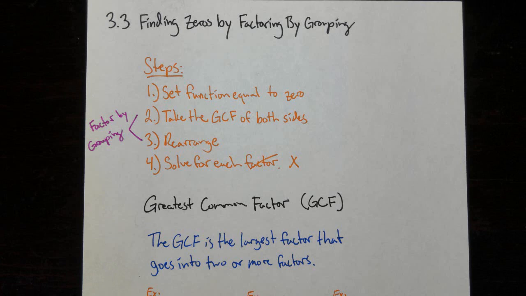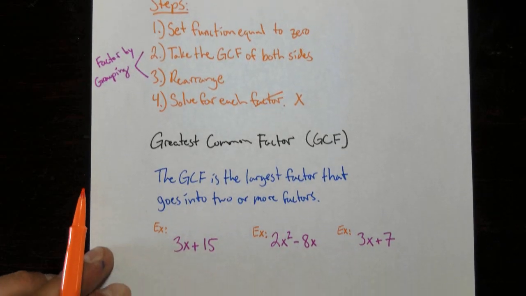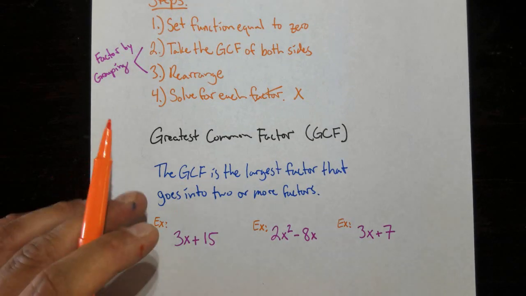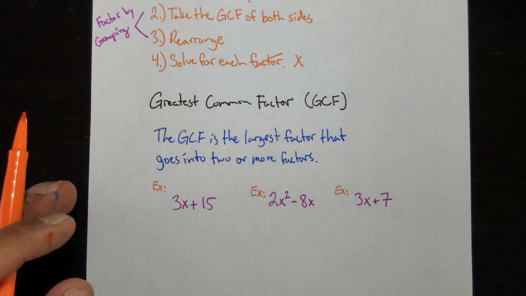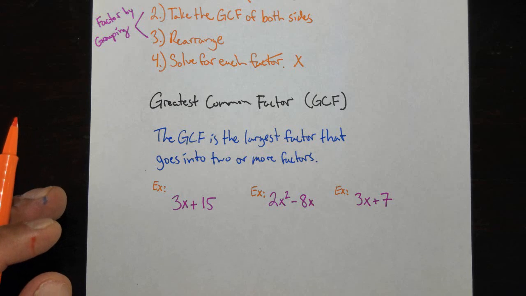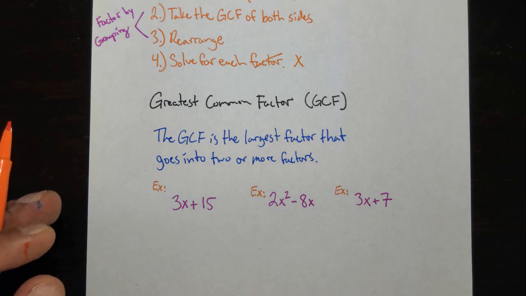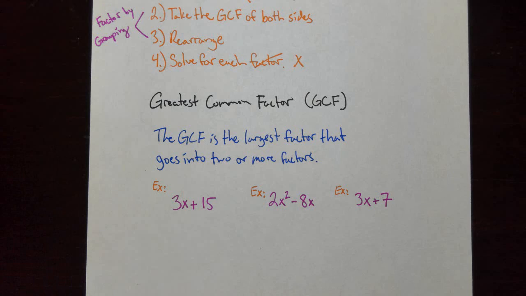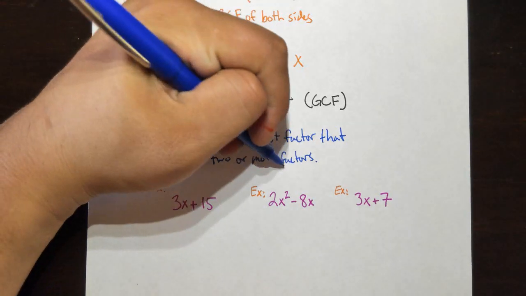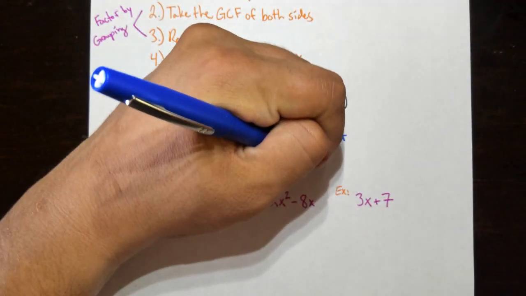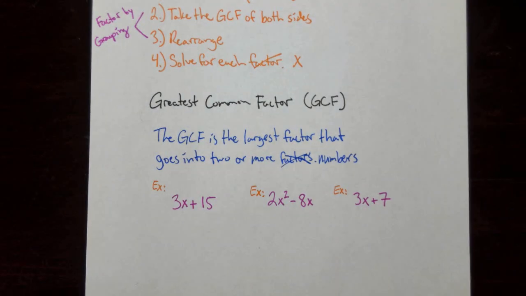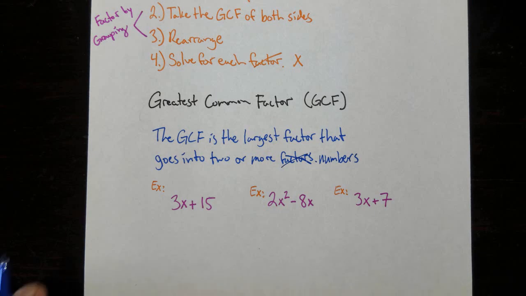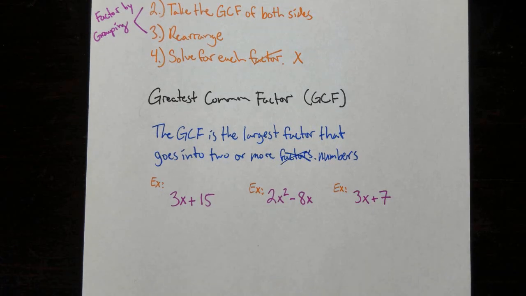So let's first talk about greatest common factor before we get into this, because it may have been a while since we've dealt with greatest common factor. So the GCF, the greatest common factor, is the largest factor that goes into two or more numbers. Okay, so the greatest common factor is the largest factor that goes into two or more numbers.